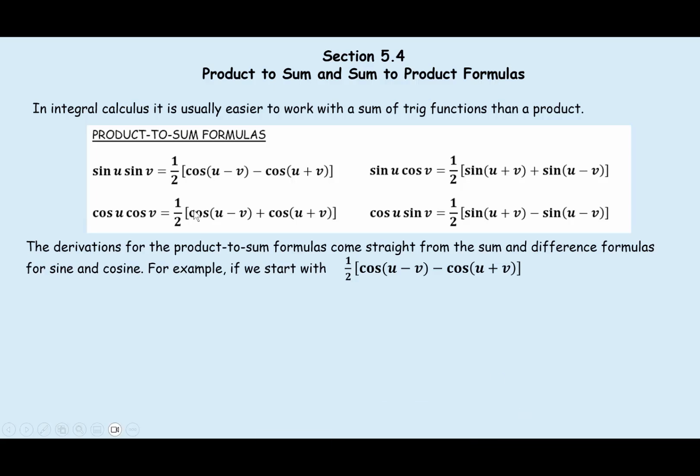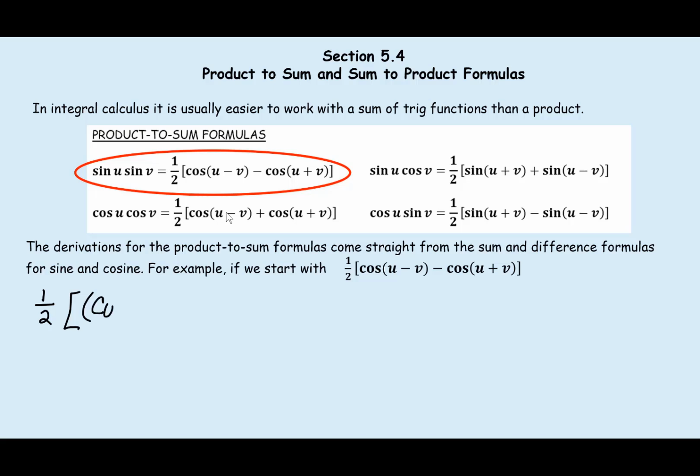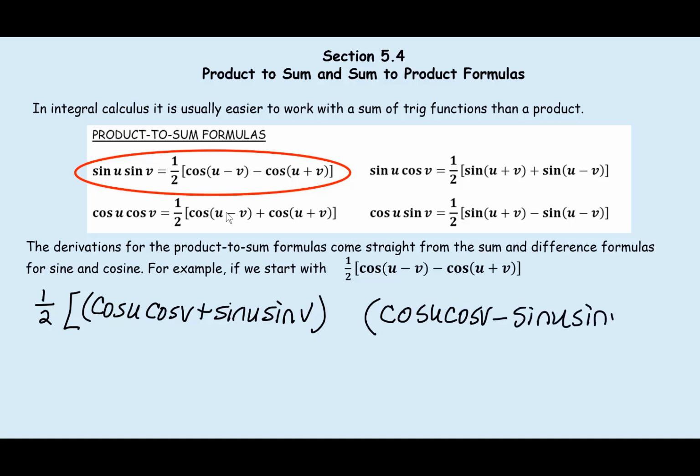then we can get to the left side. So we're going from right to left. We can verify one of these formulas. So all we have to do is use the sum and difference formulas for cosine. So 1/2 times cosine of u minus v, which is cosine u, cosine v, plus sine u, sine v, and then minus cosine of u plus v, which is just going to be cosine u, cosine v, minus sine u, sine v.